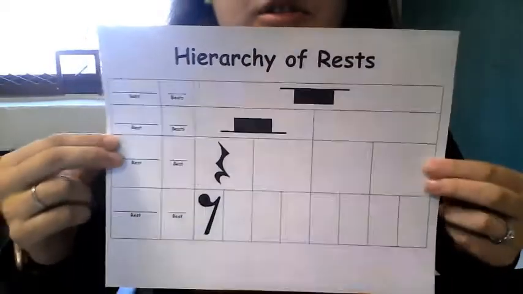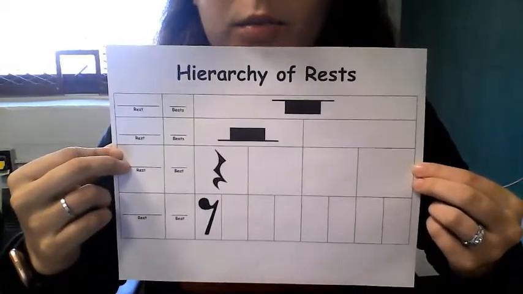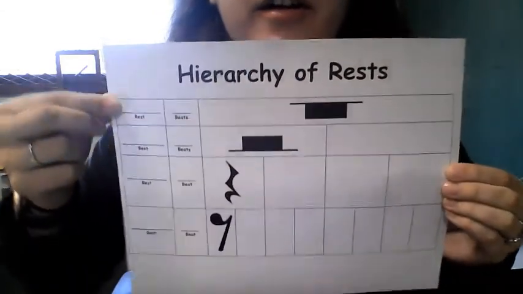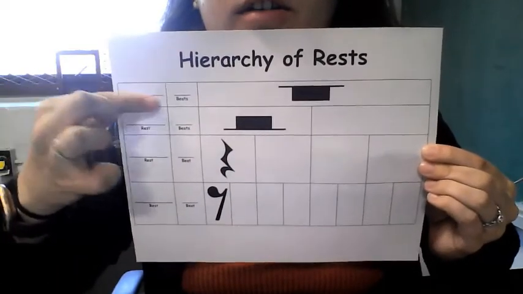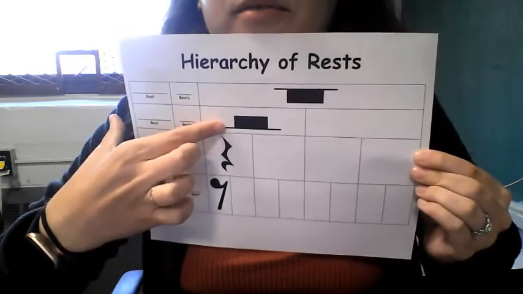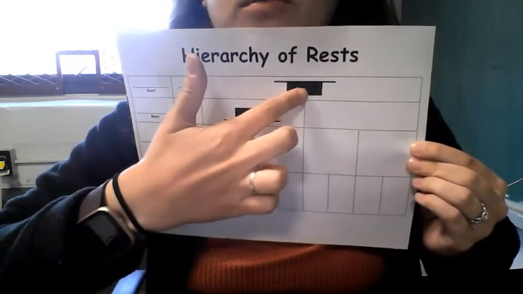On the back side, you should have this worksheet. Now I'm going to tell you a secret. All the answers on this worksheet are exactly the same. This is our whole rest, W-H-O-L-E, 4 beats. This is our half rest, H-A-L-F, worth 2 beats because our whole rest is split in half.